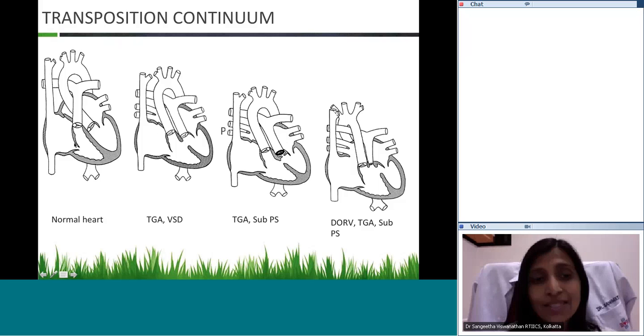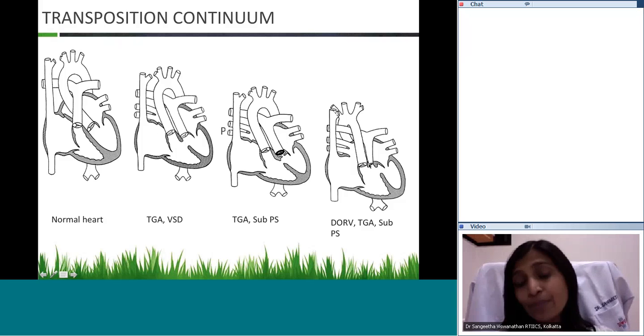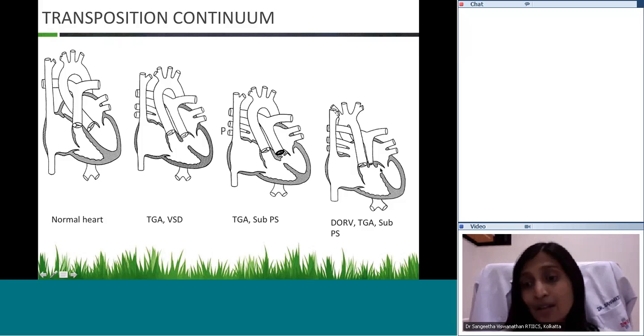So just an illustration of how you can have transposition-like physiology in double outlet right ventricle, and how it's a continuum. So you have just a normal heart at this end. You have TGA, where the pulmonary artery arises from the LV and the aorta from the RV with a VSD. This can be associated with sub-PS or PS, and you see that this can quite easily become double outlet right ventricle, and it will continue to behave like TGA PS. So here this is DORV TGA PS, but it behaves like TGA PS because the physiology and the streaming is quite similar to transposition.